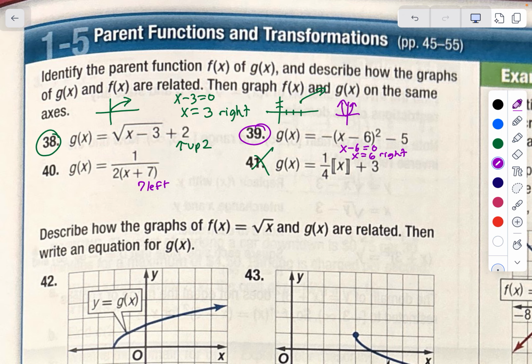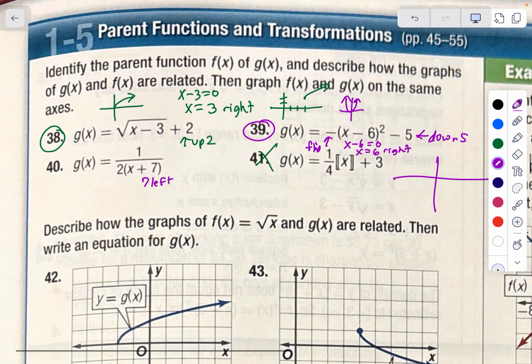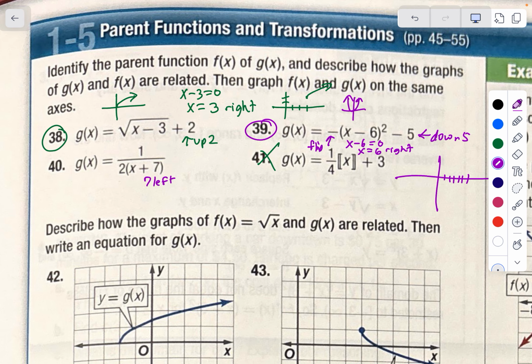And we're going to flip it. We're going to move it 6 to the right. We're going to flip it, and we're going to move it down 5. Okay. So if we move it 6 to the right and flip it upside down, its vertex is there, 6 to the right, 5 down, and it's going to be flipped upside down. That's what I would need as far as the graph goes.